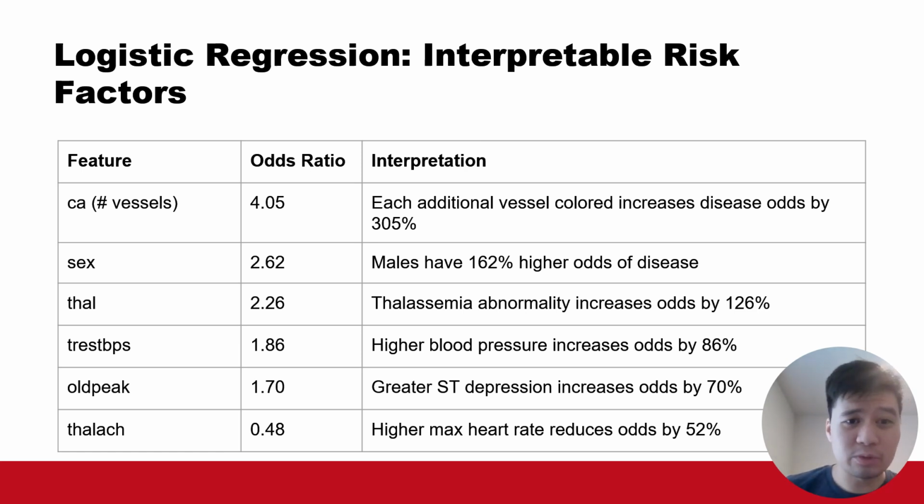Now, these odds ratios generated by our logistic regression model are extremely valuable for clinical decision making, because they don't just tell us who is at risk, they tell us why and by how much. A doctor can look at the patient's test results and understand that addressing high blood pressure or investigating those colored vessels should be top priorities. Now, let's dig into where our models make mistakes and what that means clinically.